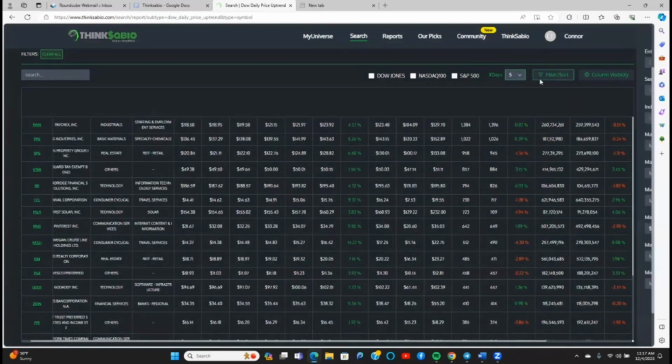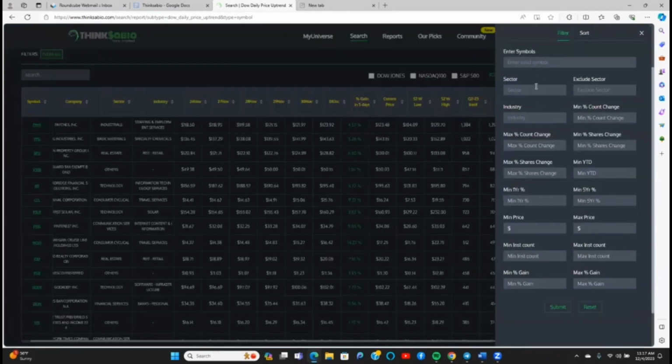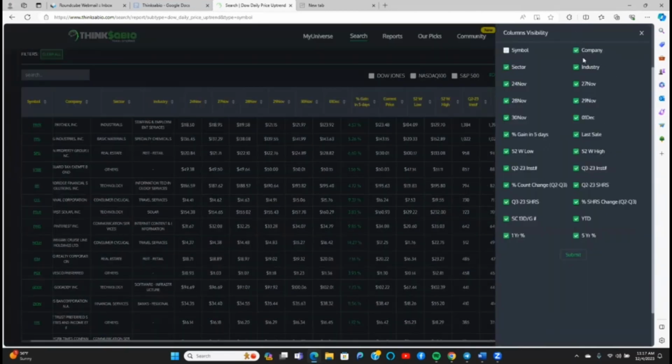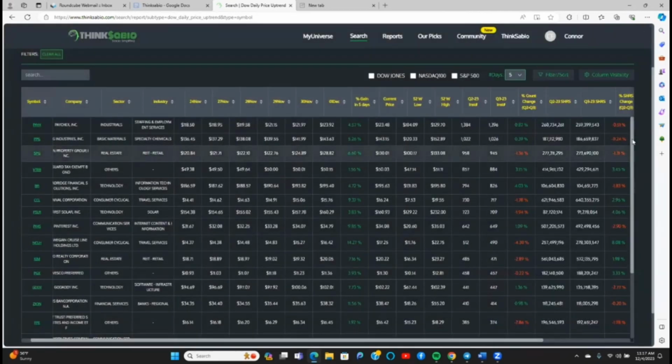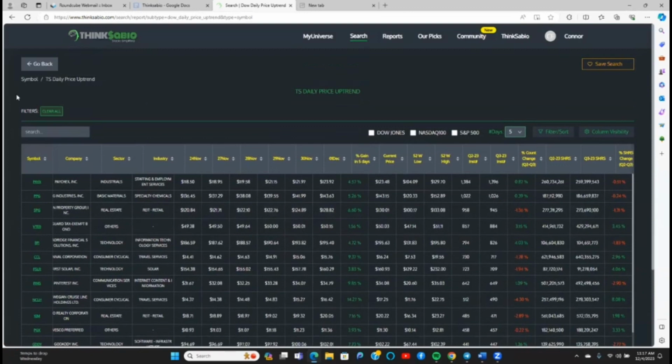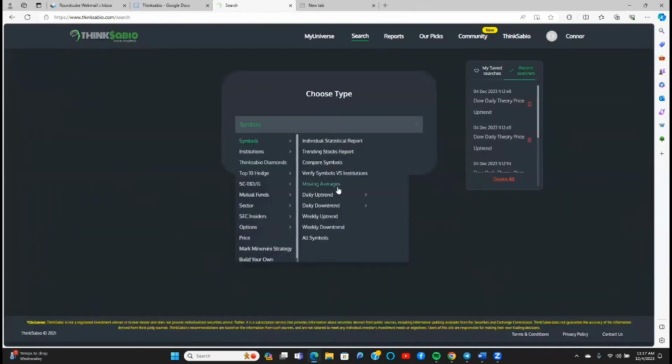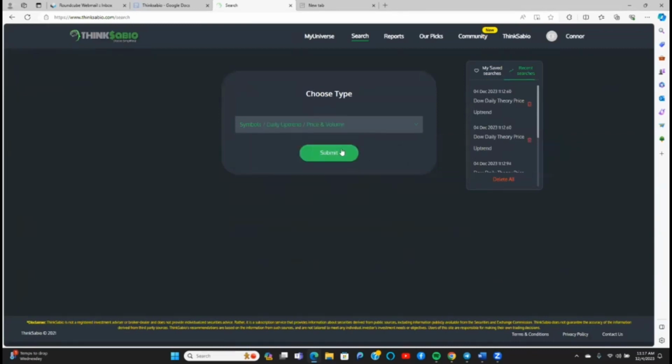You can also filter by other statistics, such as the sector. Maybe you can filter by minimum price or the minimum amount of institutional investment, and you can select which columns you want to see, to make a customized look at the report. So from here we'll go to the daily price and volume uptrend. You can go through this.